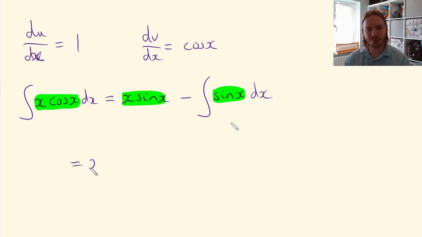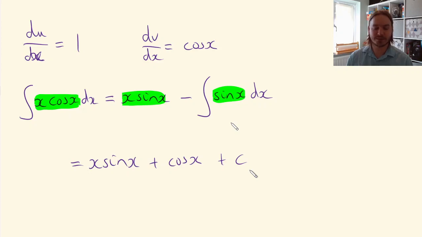So this equals x sine x. Oh, it's to take away negative cos x, so it's just plus cos x, and we can't forget our plus c, our constant of integration. Okay, so that's it. I'm done. The integral of x cos x is x sine x plus cos x plus some constant.